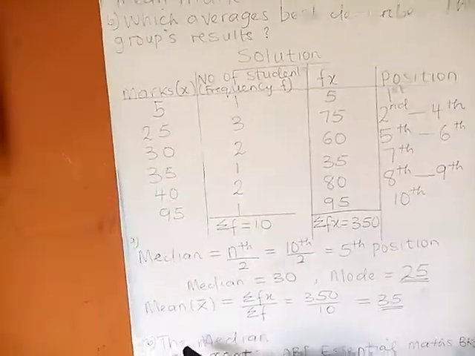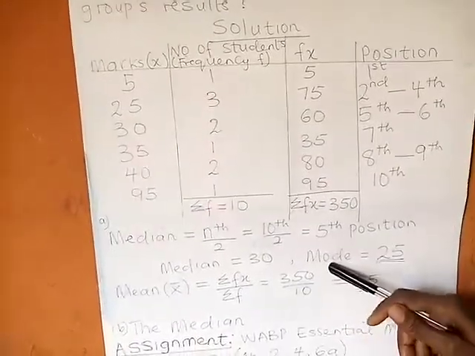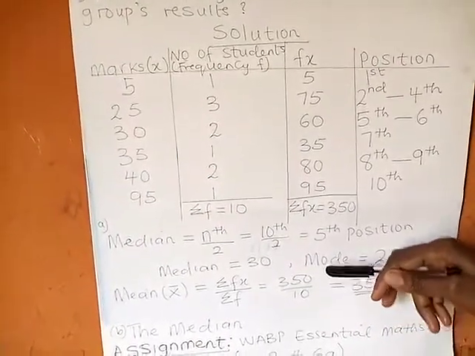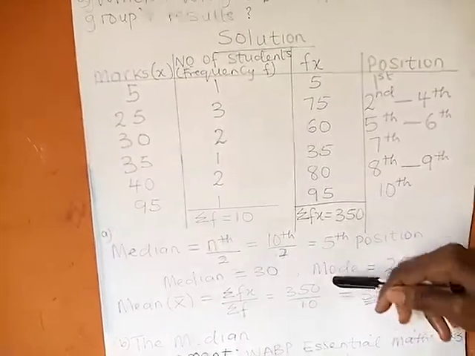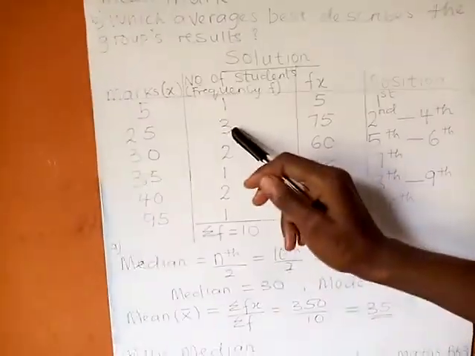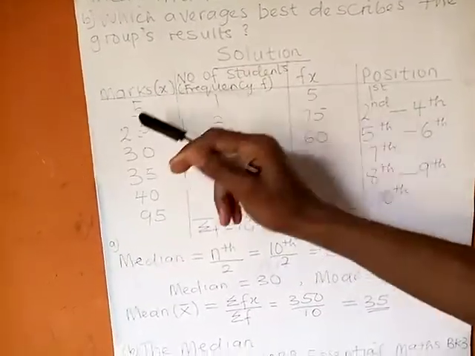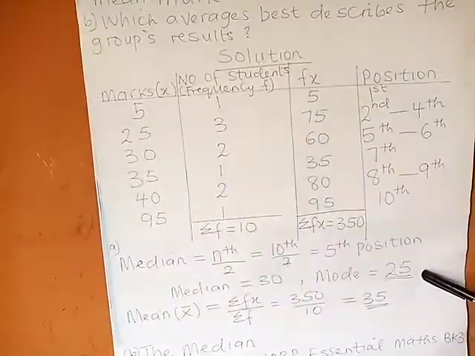Now let's look at our mode. What is our mode? Which number appears most? Which mark does the students score most? It is 25. 25 appears 3 times, so 3 students scored 25. So our mode is 25.